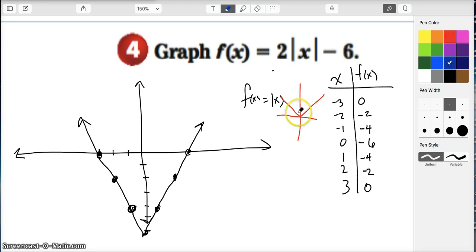So what happened here, if you guys remember, if not, that's okay. We got a narrower graph, but then it dropped down to -6. That's what the -6 does, gives us that translation down there. And that's how we came up with this graph.